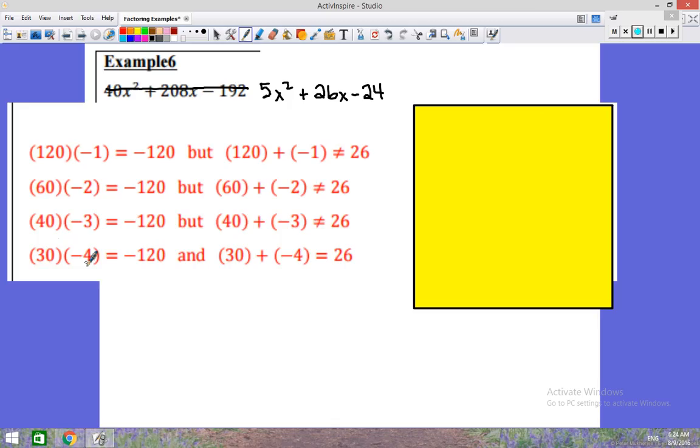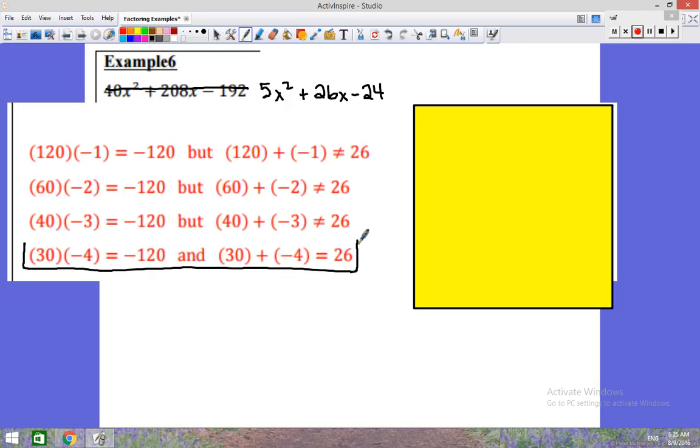So I move to the next one, and now all of a sudden, when I take 30 times negative 4, I get the product that I want, the negative 120, and I also get the sum that I want. 30 plus the negative 4 is equal to 26. So there we found it. This was the one that we were searching for.